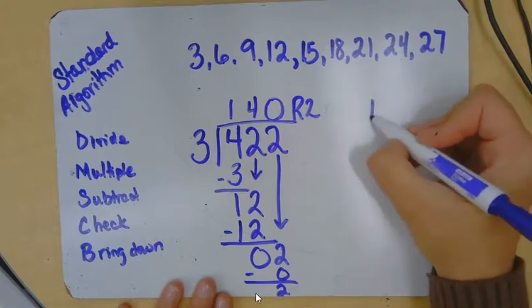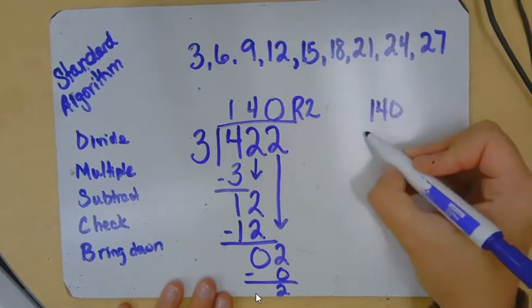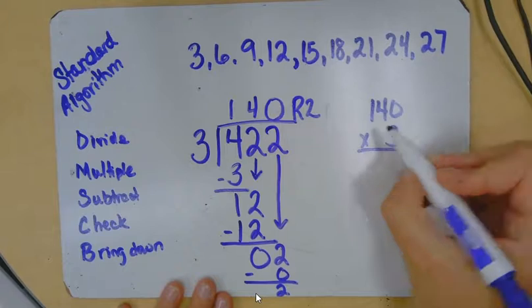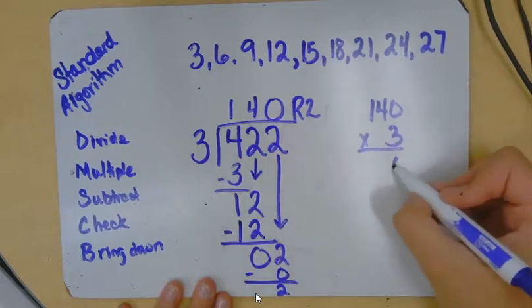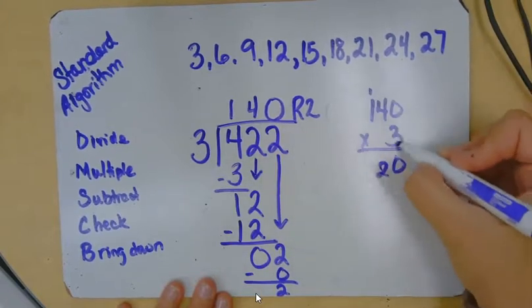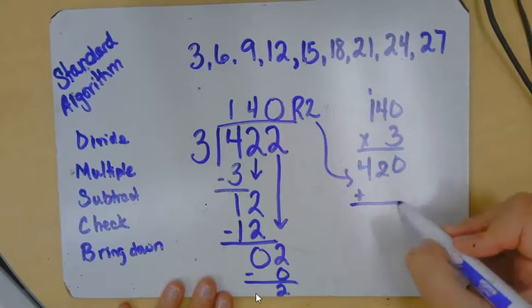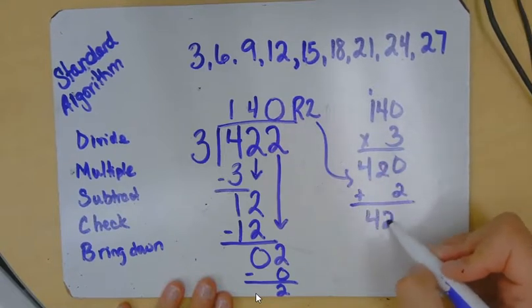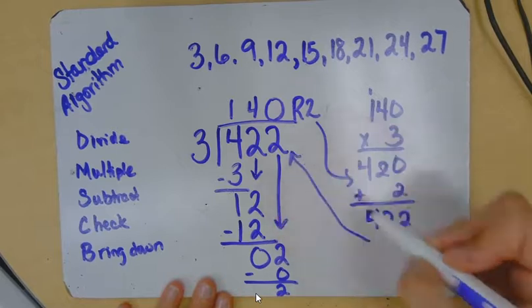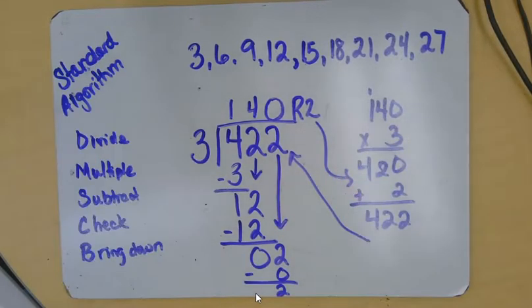And again, I can check by taking my quotient, which was 140, multiplying it by my divisor, and then adding in my remainder to give me 422 to tell me, yay, I did this correctly. Does McDonald's sell cheeseburgers?